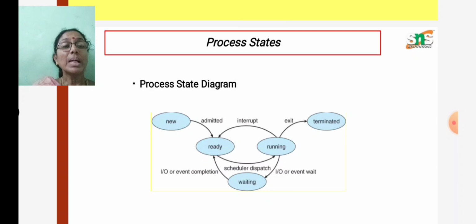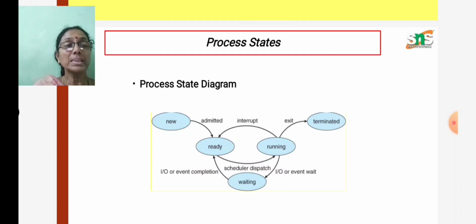Next we have the running state. The running state is the execution state. From the ready state the processes are picked up and go to the running state. Next is the waiting state. In the waiting state the processes are waiting for some external event to occur. Suppose a process requires IO devices, it will wait in the waiting state. After the waiting state it goes to ready, and from ready it goes to running.